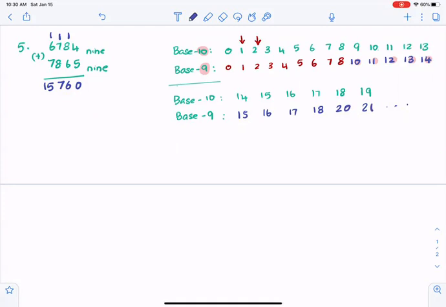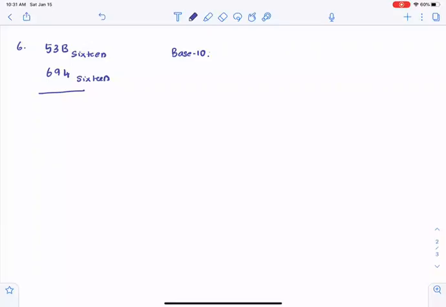You can always verify it by converting it back. So to add those two base 16 numbers, I am going to write out base 10.